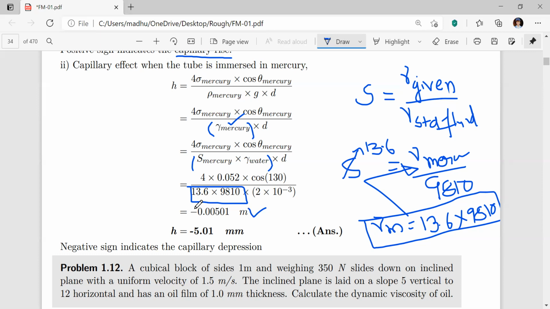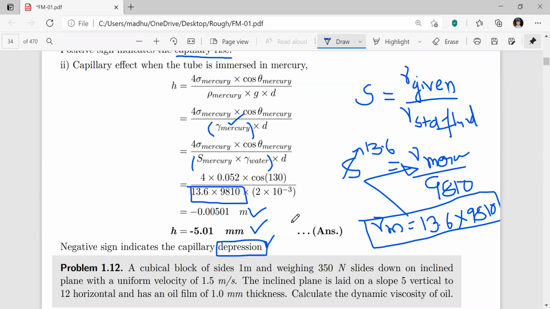Okay, now you see that this is a negative value. The negative sign indicates the capillary depression or capillary fall. General practice is to express it in millimeter, multiply this by 1000, then we will get H is equal to minus 5.01 millimeter. So this is the capillary effect in terms of capillary fall, or capillary depression is another word used. Capillary fall or capillary depression.